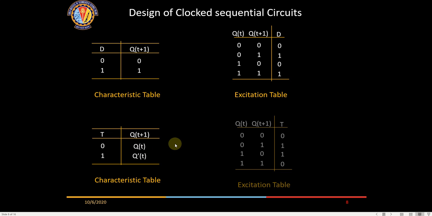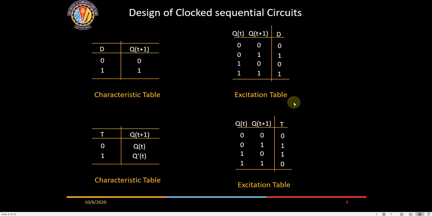Similarly, we have an excitation table for T. In the T also the present state is 0. If we want it to continue to be 0, then we need to give T equal to 0. If it is a 0 state and the next state is 1, we should give T equal to 1. Similarly, if it is 1 and 0, because it is toggle, we need to give T as 1. And if it is 1 and 1, we need to give T equal to 0, because 0 means it will continue with the same state. So this is the excitation table for a T flip-flop.